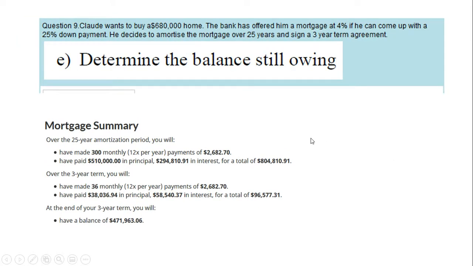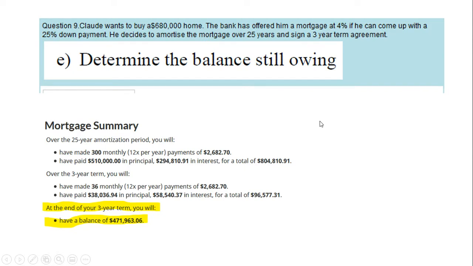The second one is asking how much is he owing. No, don't look at the part that talks about the 25-year amortization, because that's for the whole loan. Focus on the 3-year part. At the end of the 3 years, it says you will still have a balance of, and it tells you right there, $471,963.06. That's the answer for part E.